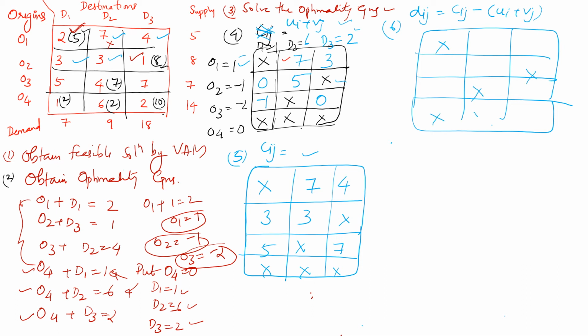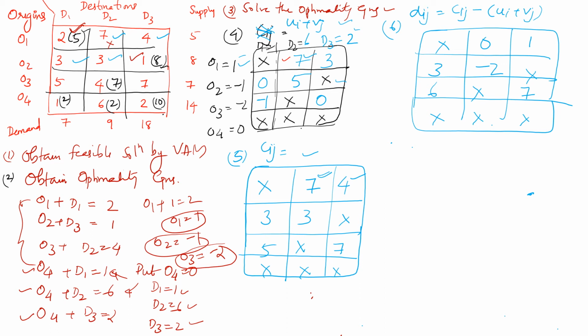Put into here, into here, into here, into here. Now we need to find the difference. Here 7, 7, we need to find the difference between Cij and Ui plus Vj, right? So it will be 7 minus 7, 0; 4 minus 3, 1; 3 minus 0, 3; 3 minus 5, minus 2; 5 minus of minus 1, 6; 5 minus of minus 1, so it will be 6; 7 minus 0, 7.